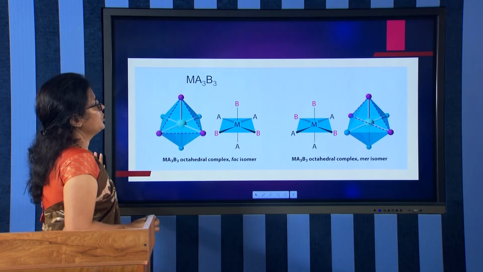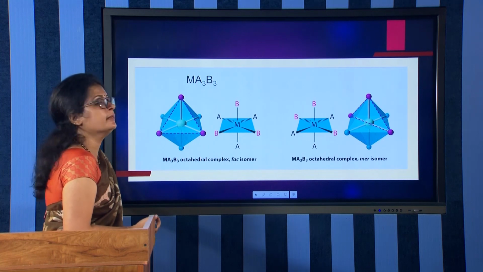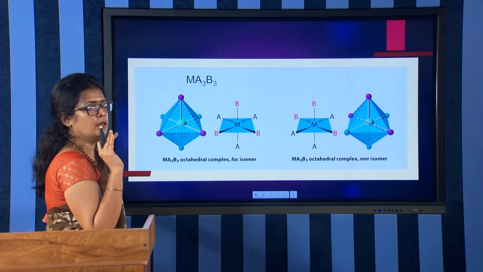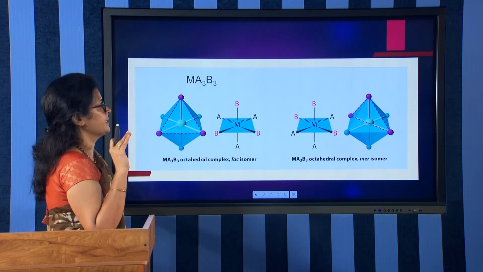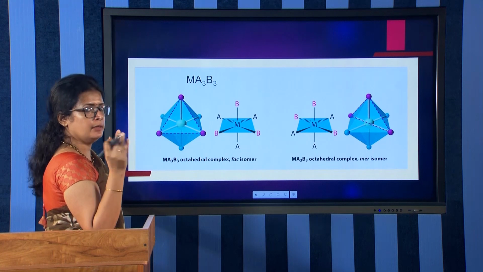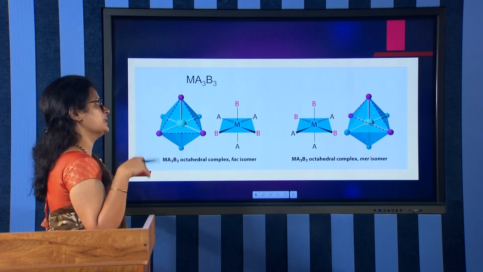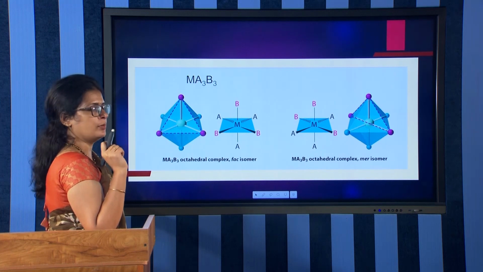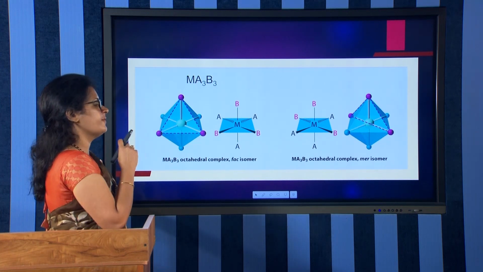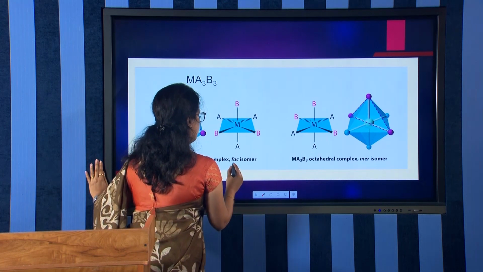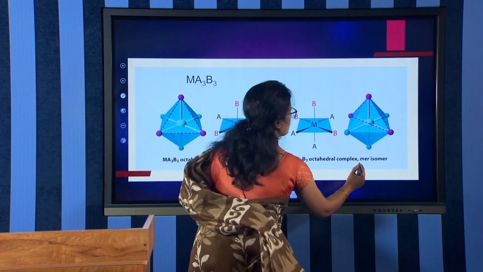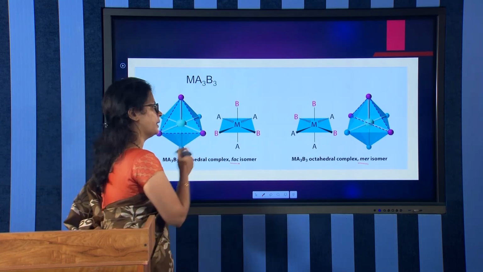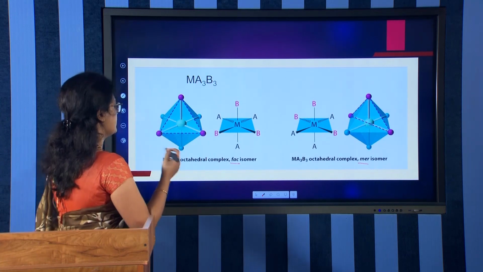And now coming to the next group, that is MA3B3, which means 3 ligands in the octahedral complex are of one type, and the other three ligands are of a different type. That is MA3B3. They will also show geometrical isomerism, but in this case we will call them FAC isomer and MER isomer. You will not call them cis or trans, it will be FAC and MER. How does it become FAC and MER? See the examples.